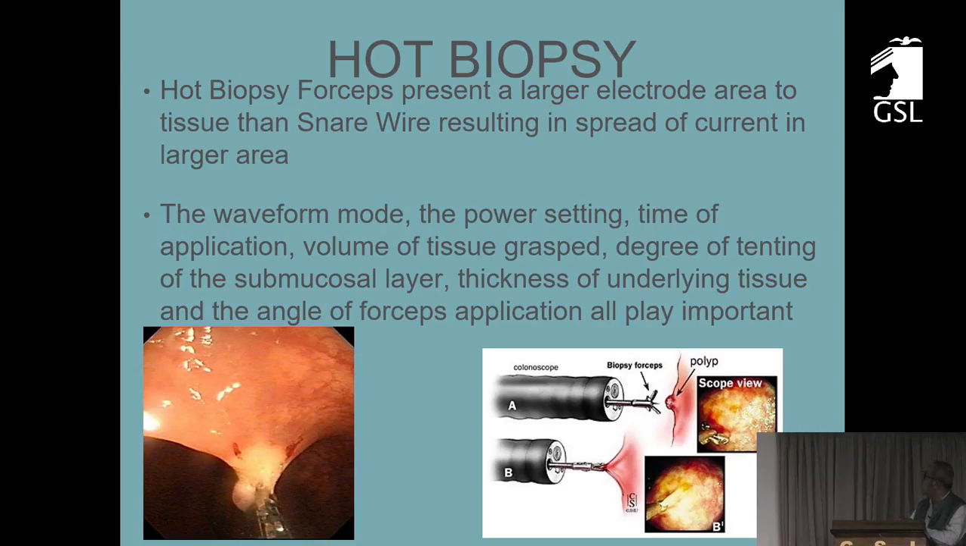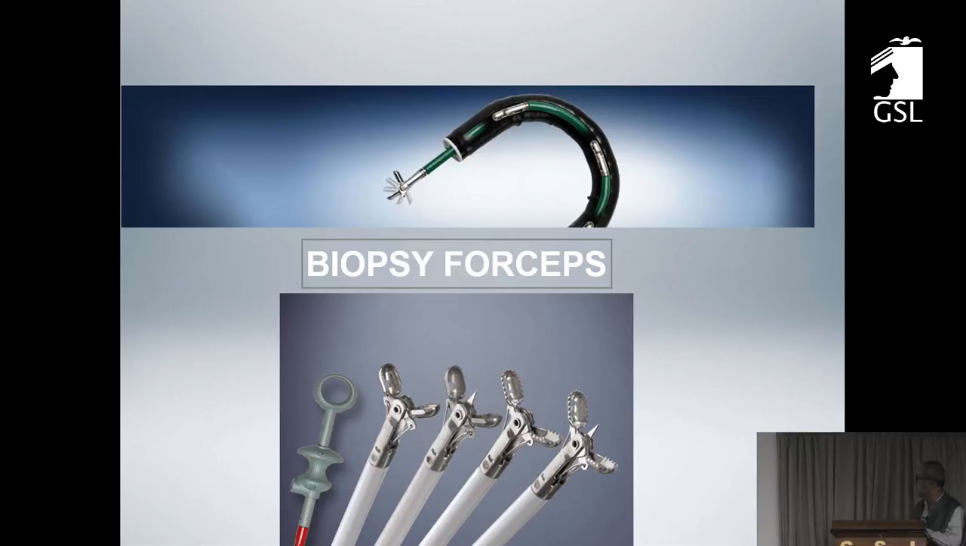Hot biopsy forceps present a larger electrode area to tissue than snare wire, resulting in spread of current in a larger area. The waveform mode, the power setting, time of application, volume of tissue grasped, degree of tenting of the submucosal layer, thickness of underlying tissue and the angle of forceps application all are very important using a hot biopsy. So these are the hot biopsy forceps you must have seen by this time.